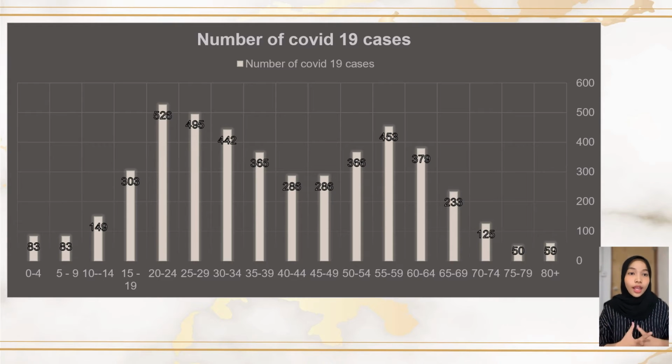Meanwhile, the lowest number of infections, below 100 cases, were among those aged 75 to 79 with 50 cases, then 80 and above with 59 cases, and lastly 0 to 4 years and 5 to 9 years with 83 cases. This analysis is based on 4,863 cases or 92% of overall cases.